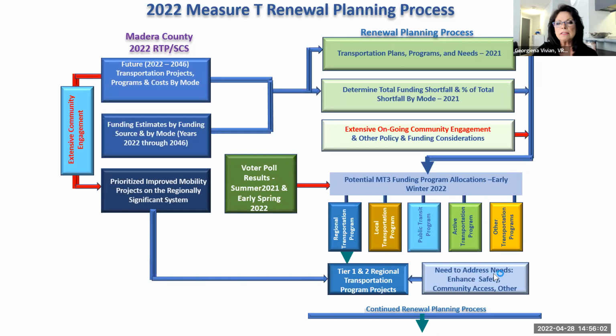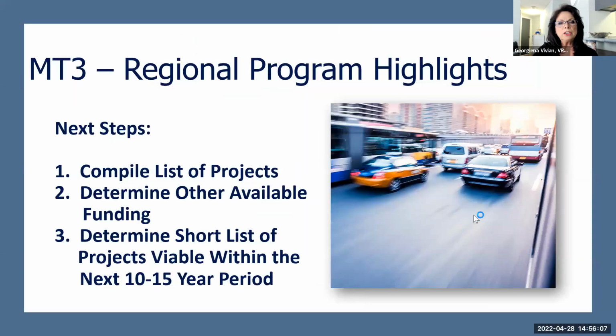So the needs assessment has been a part of this process. And from there, I'll take you through what some of the next steps are. So working with the local jurisdictions, we compiled a list of projects. We determined other available funding, and they have identified that for us where they could. And from there, we have identified a preliminary short list of projects that are viable within that next 10 to 15 year period.